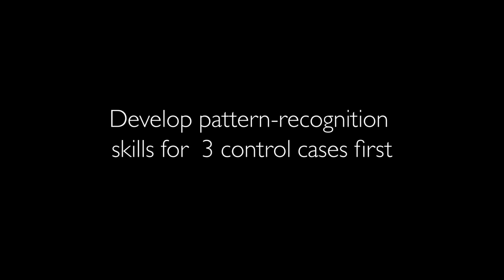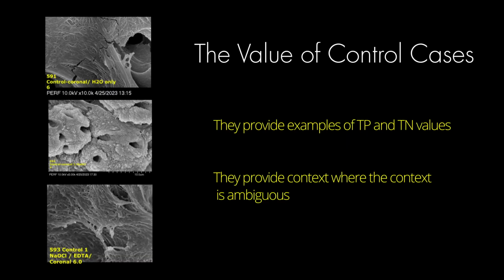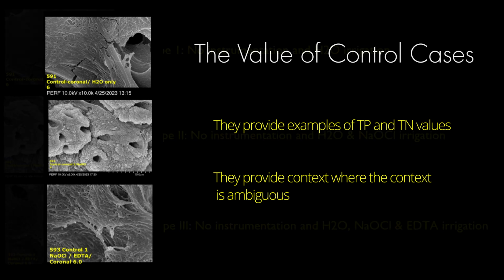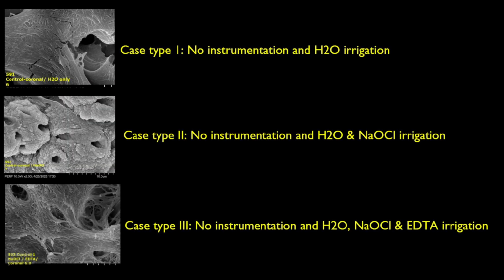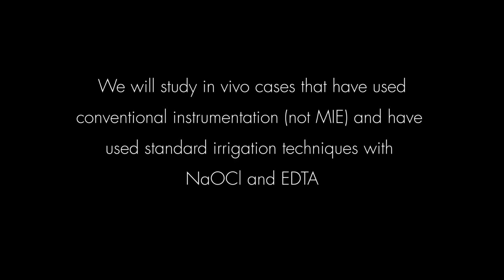Step 1, develop some pattern recognition skills for 3 control cases first. Why control cases? Because control cases can provide some examples of true positive and true negative values for you, so that you have something to compare with. And they also provide context where the context is ambiguous, as it is in normal cases. So the control cases will basically be 3 types. No instrumentation in water irrigation, no instrumentation in just bleach irrigation, and then no instrumentation with bleach and EDTA.